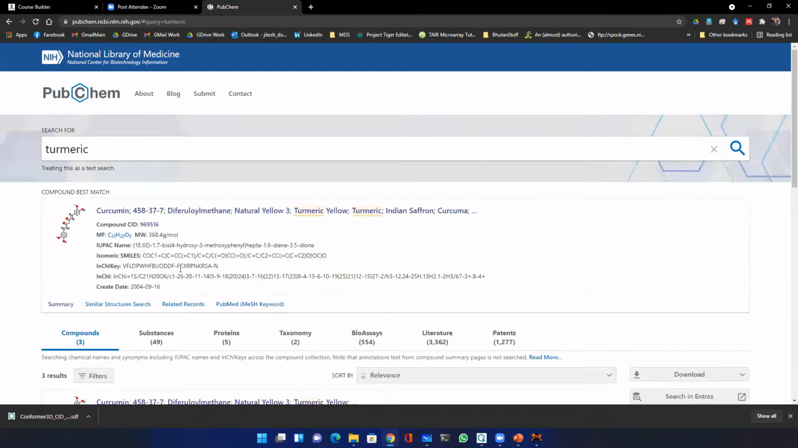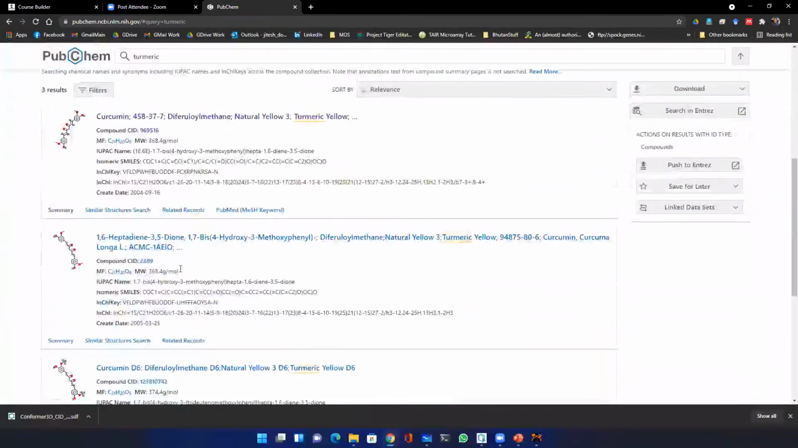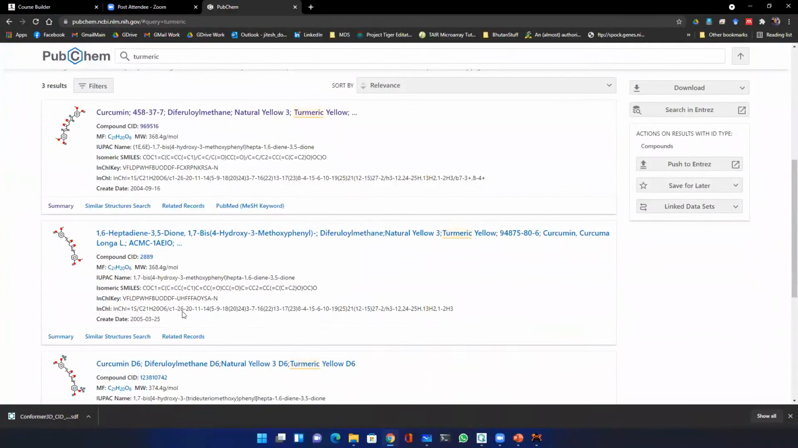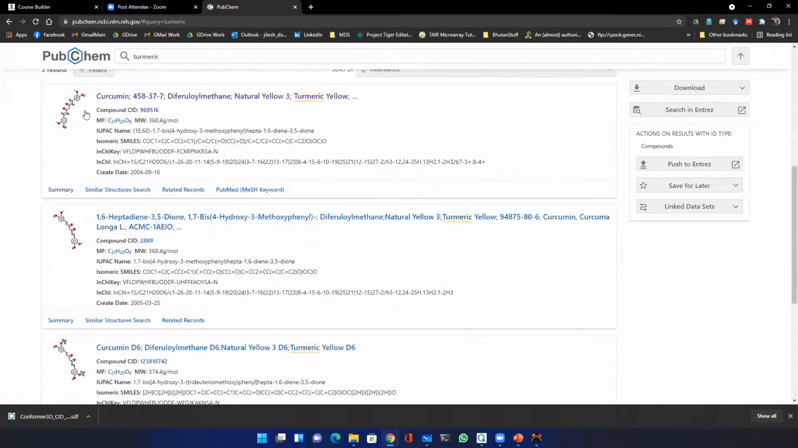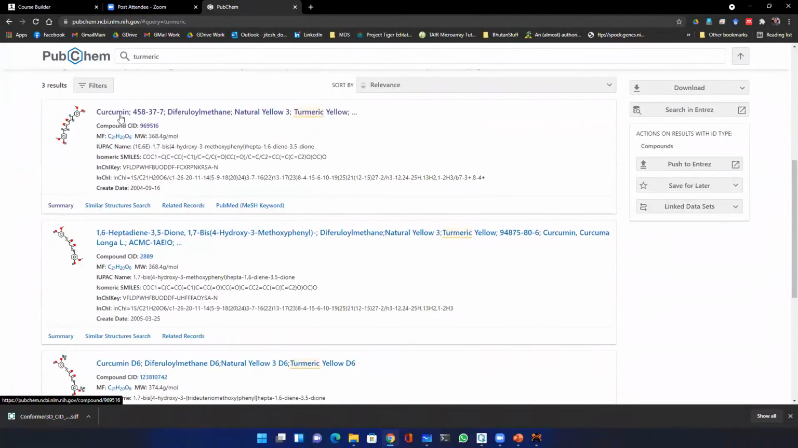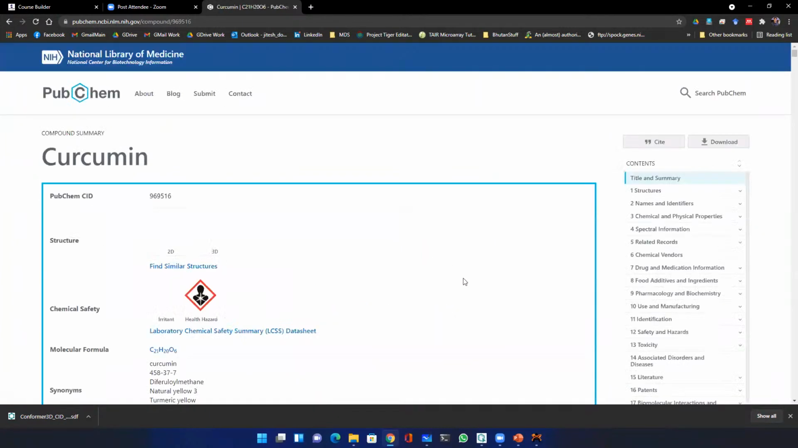It will give you different compounds which are associated with the word turmeric. So these are some of the molecules which have been identified in turmeric. You can see that one of them is curcumin, which is known to be the most important active component of the turmeric. So you can click on it to download the structure of that, and you can test the efficacy of turmeric against different molecular targets like anti-cancer targets or some others.